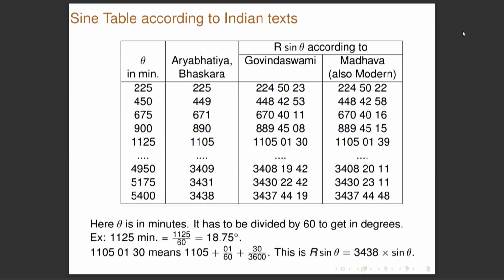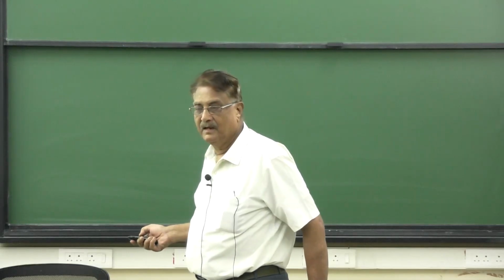And what does this mean? For instance, you are getting 3 numbers separated like this. So these are in sexagesimal units. So the first number plus the second divided by 60, and then the third divided by 3600. So this is what it is. And as you know, R sin theta is 3438 into sin theta.